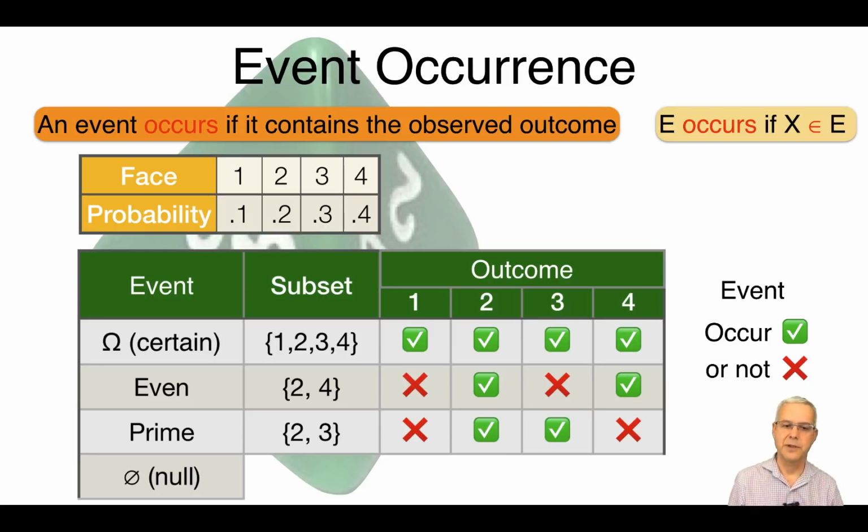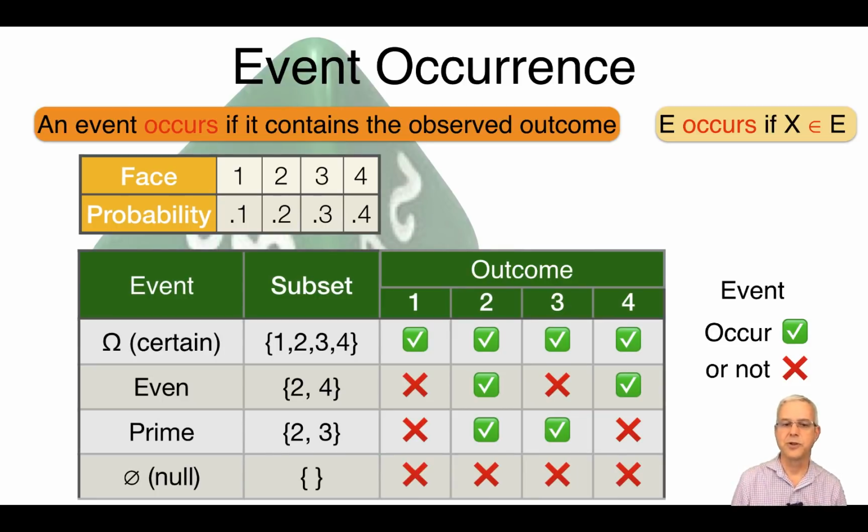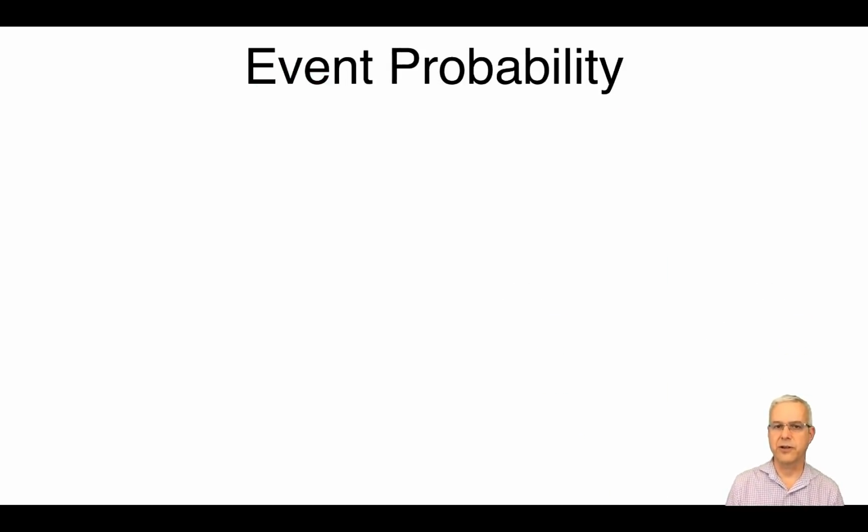And if we look at the empty or null event, which consists of just the empty set, then this event will never occur because we'll never get an outcome that is in the empty set. Right. So now that we know what it means for an event to occur, we'll talk about event probability.